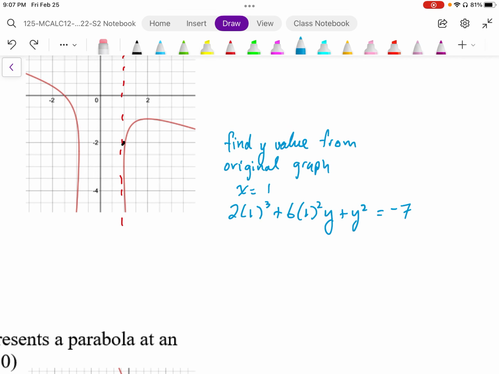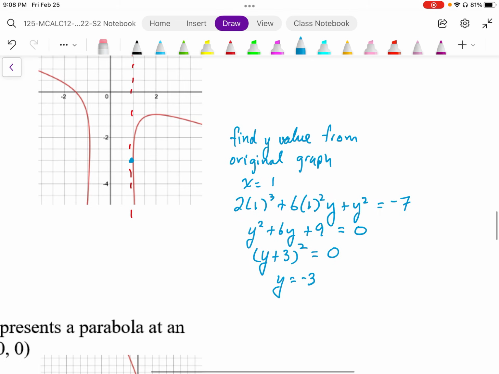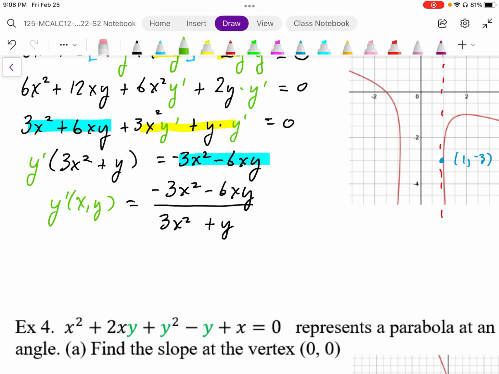So solving for y, it's a quadratic in terms of y, so y squared plus 6y, and then it's going to be plus 2, and I'm going to add 7 to both sides, so I get plus 9 equals 0. I can solve for y by factoring this. So I get y is equal to -3. So at -3, well, it looks like it's right about there actually. Okay, so it's going to be tangent at that point and looking very vertical there. So I've got a coordinate at x equals 1, y equals -3, and using that coordinate, I'm just going to plug that into my derivative.